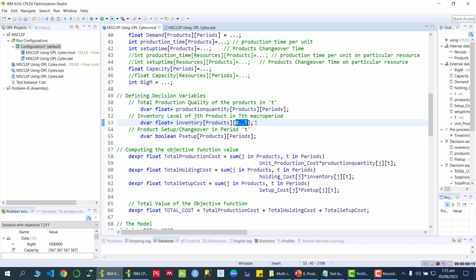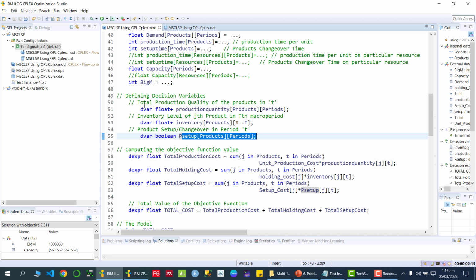There are other ways to deal with this kind of situation as well, but right now I am considering this option. So I am saying that when we are talking about the time period in the inventory variable, it must start from 0 to t. Whereas the product setup time we are defining because it's a Boolean type, so we are saying dvar Boolean, and this is the production setup time for the product and time period.